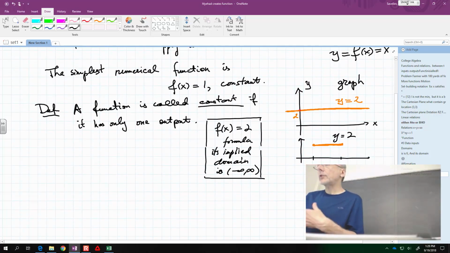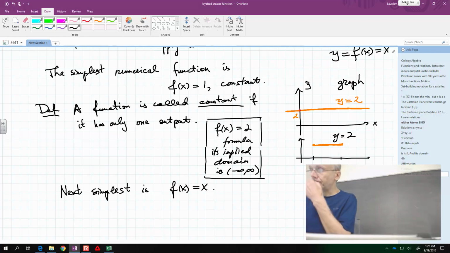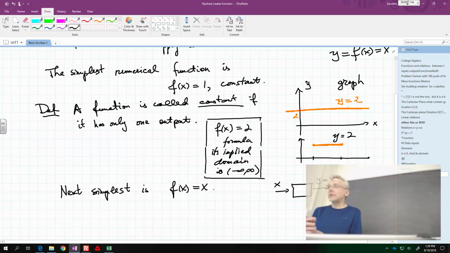Now, if we move on to the next one, the next simplest is maybe f of x is equal to x. So the input is equal to the output, or rather, the output is the input. So nothing special comes through that. x, y equal x, like this. So nothing is happening inside. That black box does exactly nothing to the output. It just passes it along. So that's computationally what's happening here.